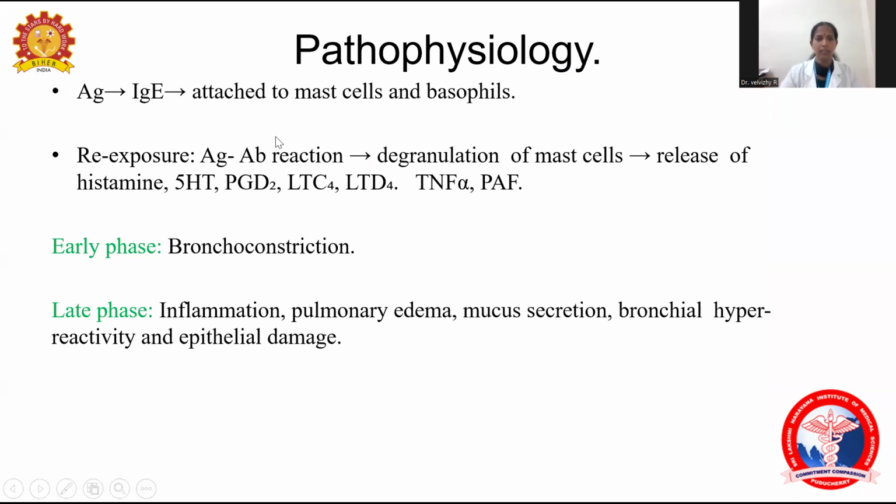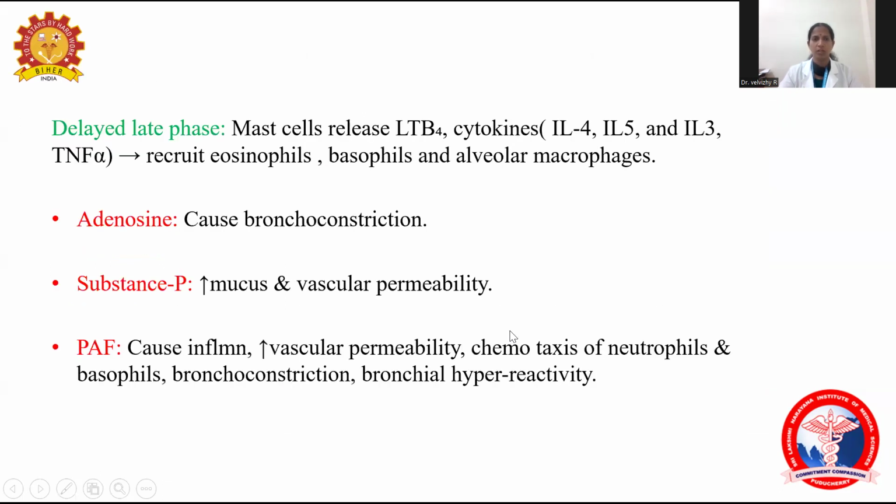Whatever I have explained, the same thing is shown here. In the early phase, there is only bronchoconstriction, and in the late phase, there is inflammation, pulmonary edema, mucus secretion, and so on. Apart from interleukins, cytokines, and tumor necrosis factor, we have other factors called adenosine, substance P, and platelet activating factor. These also cause inflammation and bronchoconstriction.